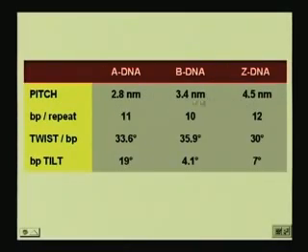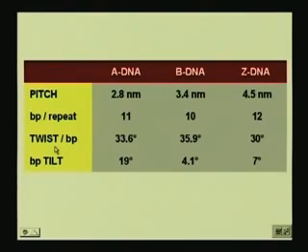These are some of the features of the A DNA, B DNA and Z DNA. We have a pitch. What is a pitch? The distance covered by one rotation. So, the A DNA pitch is 2.8 nanometers, the B DNA is 3.4 nanometers and 4.5 nanometers for Z DNA. The base pair repeats are 11 bases per turn, 10 bases per turn and 12 bases per turn.